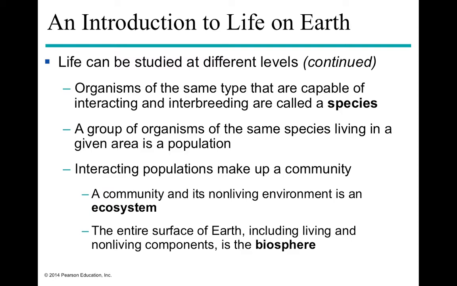Now, any of the organisms that are able to interact and interbreed, basically they're found in the same location and they're able to physically interbreed and create offspring, those are called a species. And any group of organisms of the same species in the same area, that's called a population. All the populations that interact make up a community, and then that's going to make up an ecosystem.